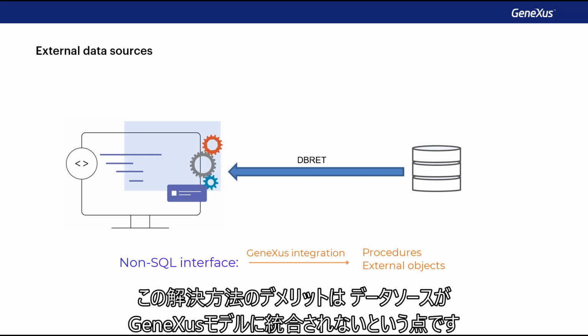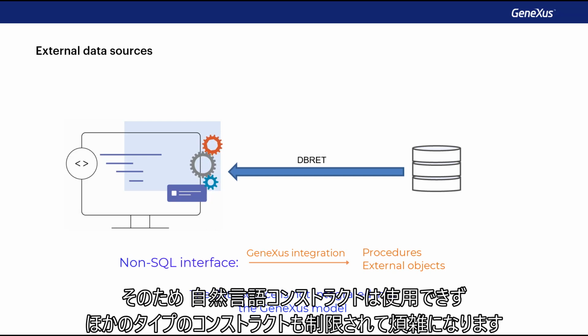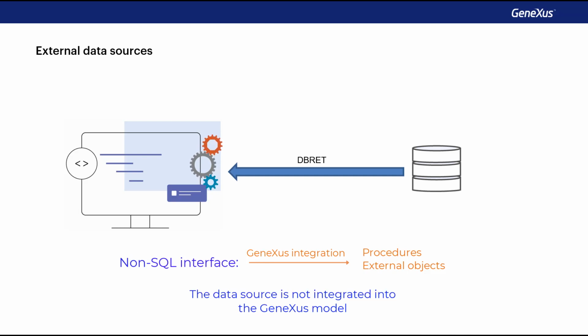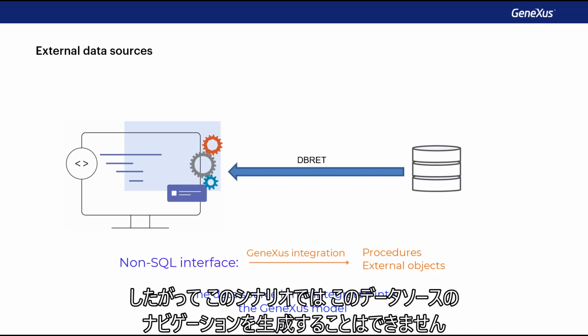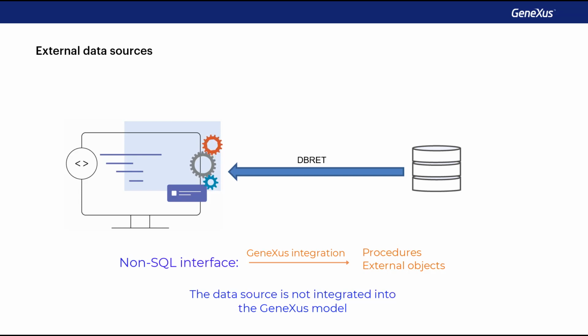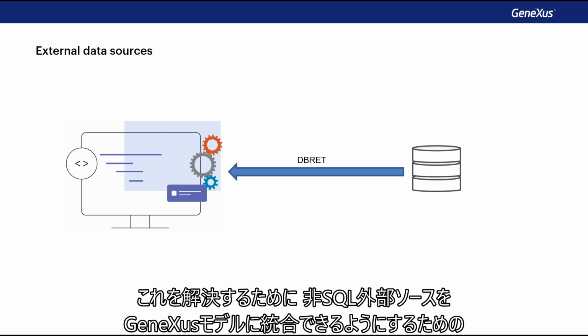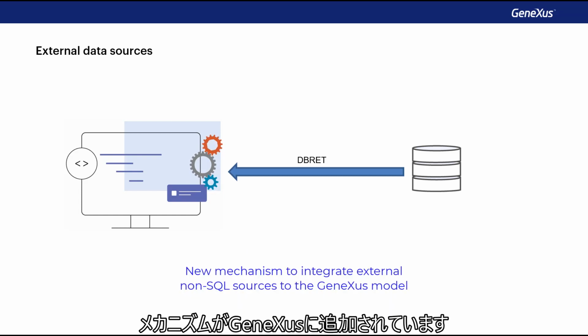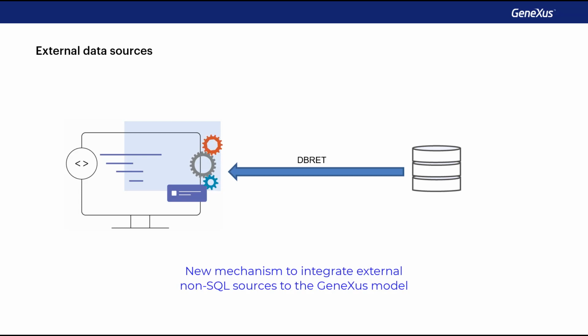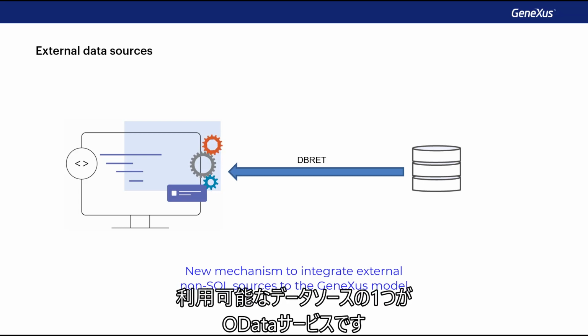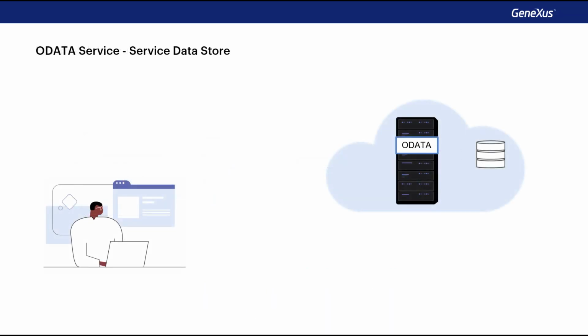The drawback to this solution is that it doesn't integrate the data source to the GeneXus model, so it's not possible to use natural language constructs, and other types of constructs are limited and cumbersome. Therefore, in this scenario, it's not possible to generate navigations for this data source. To solve this, a mechanism has been added to GeneXus to be able to integrate external non-SQL sources to the GeneXus model. One of the possible data sources is an OData service.